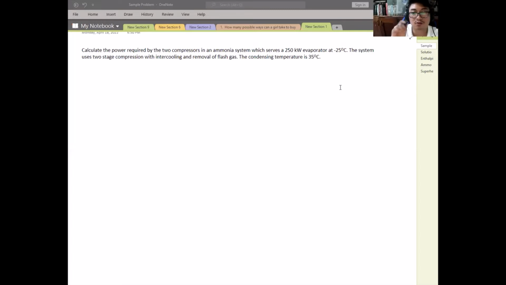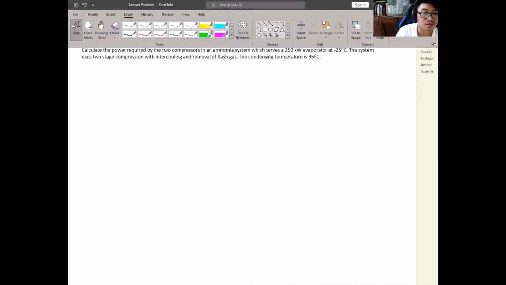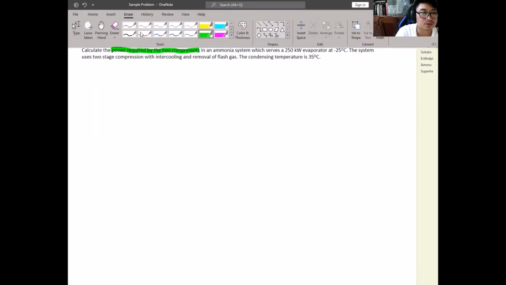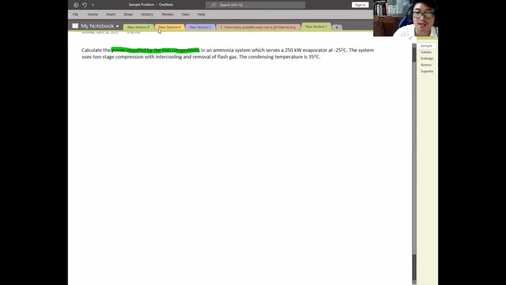As usual, we draw the problem, our schematic diagram, so we can solve the problem. So what we are looking for here is the power required by the two compressors: the work of compressor 1 and the work of compressor 2. So let's first draw our schematic diagram.